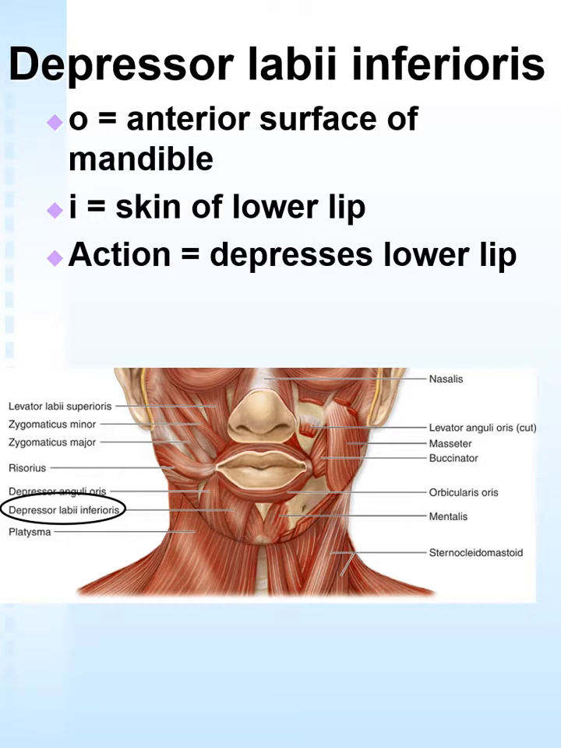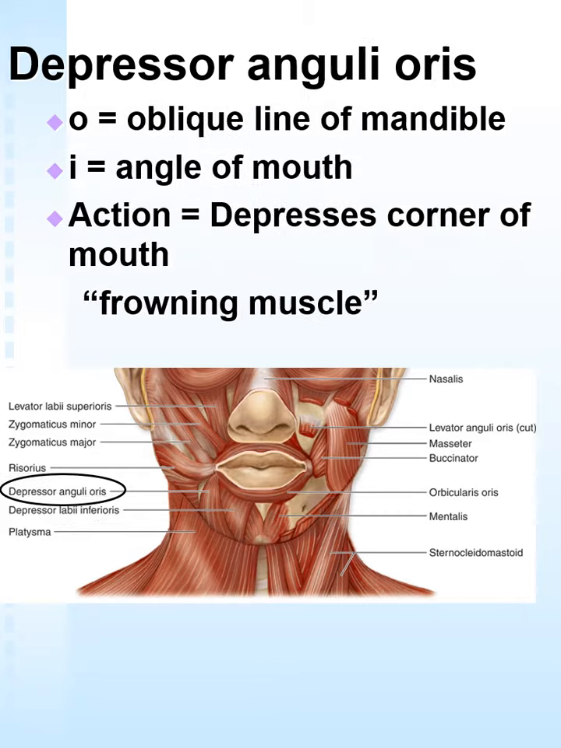The depressor labii inferioris pulls the lips down inferiorly. So the origin for this muscle is the anterior surface of the mandible, and it inserts on the skin of the lower lip. The depressor anguli oris pulls the corners of the mouth inferiorly, and so this is considered our frowning muscle. The origin is the oblique line of the mandible, and the insertion is the angle of the mouth.